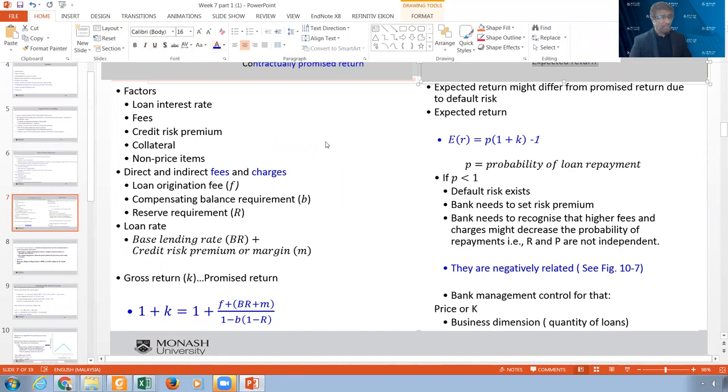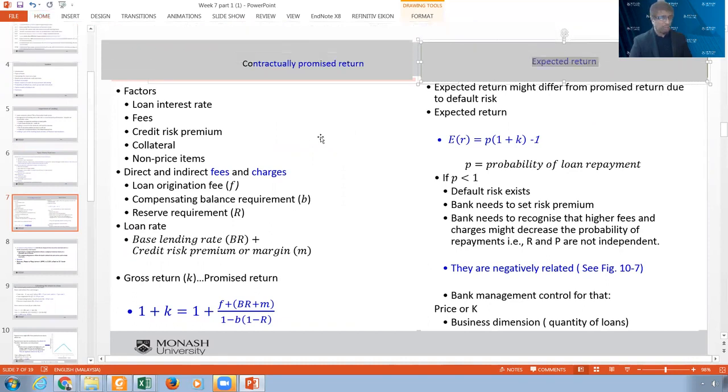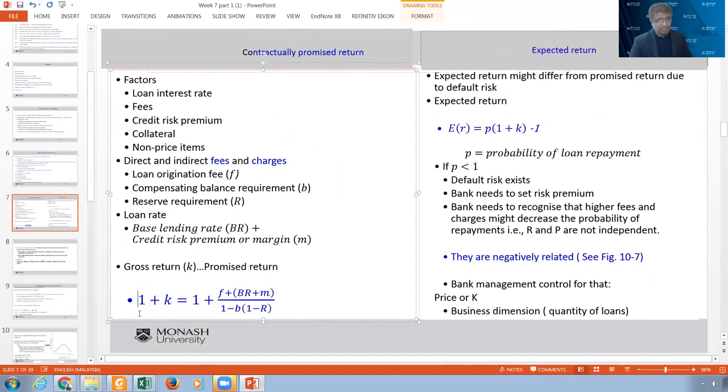Now, let's go first to the contractual one. This is when you sign the contract with the customer and you tell him we are charging you such and such interest. So it's a combination. It's governed by this formula, and I want you to know this formula very well. So if you have $1 given to the customer, you receive from the customer at the end of the year 1 plus K, where K is the return.